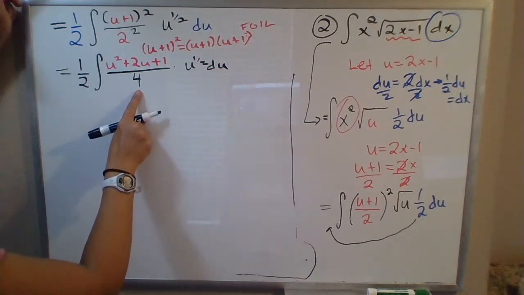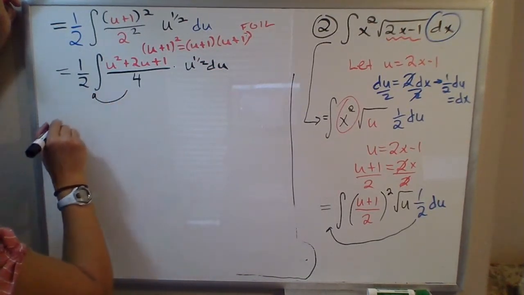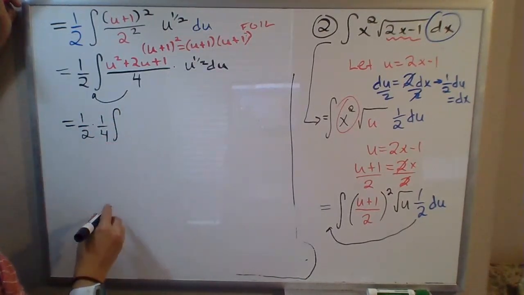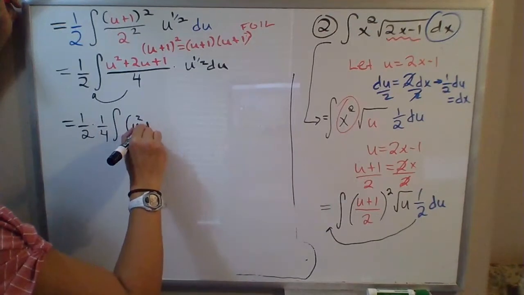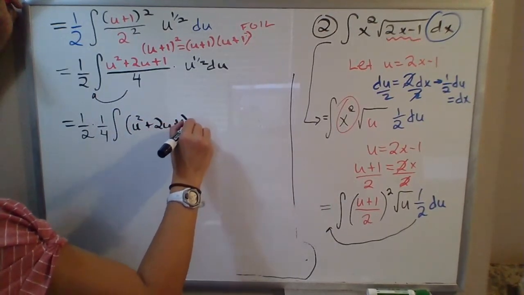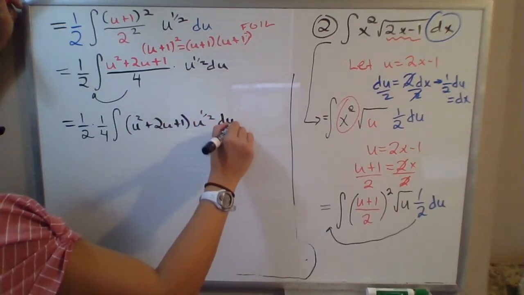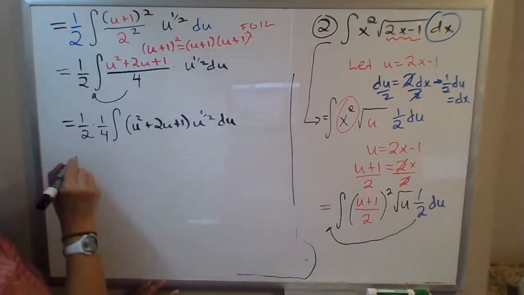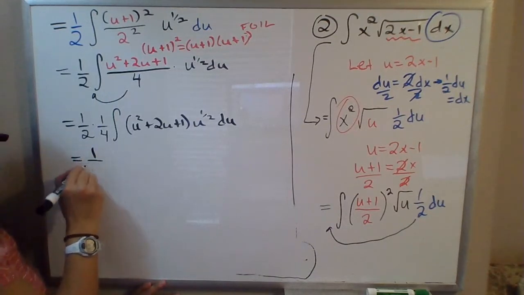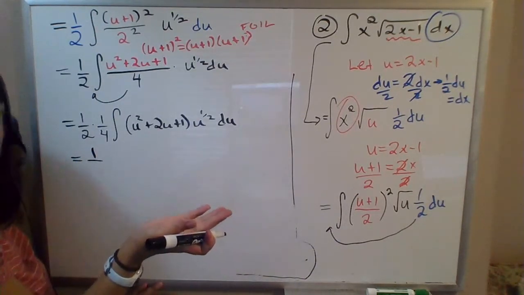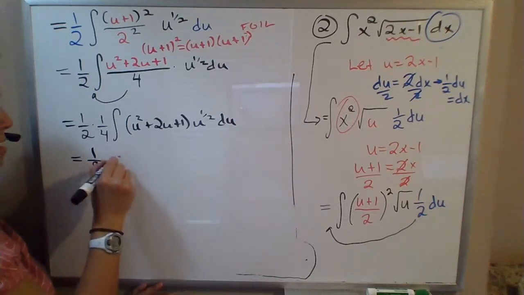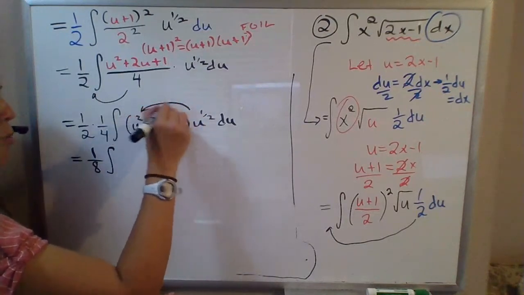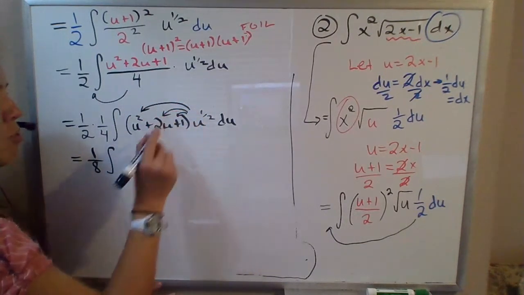Constant denominator like this, I would bring out as 1/4. And then we've got u squared plus 2u plus 1 times u to the 1/2. Okay, here's where it's going to get maybe a little tedious, but I'm gonna work through it. If you kind of see where this is going from here, I wouldn't blame you if you stopped the video at this point. But for you guys who like to see it through to the end, distribute u to the 1/2. When you do that, you add the exponents.